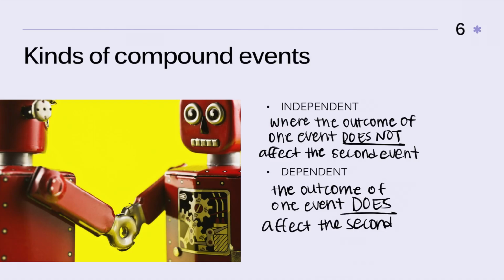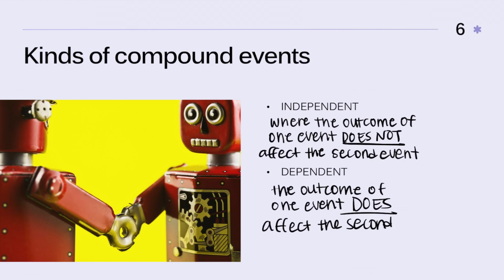technically there shouldn't be any influence on the second time you flip a coin. Or like rolling a die: when you roll a die once, it doesn't affect what's going to happen on your next roll. They're called independent events because they have no bearing on what happens the next time you do the same probability.